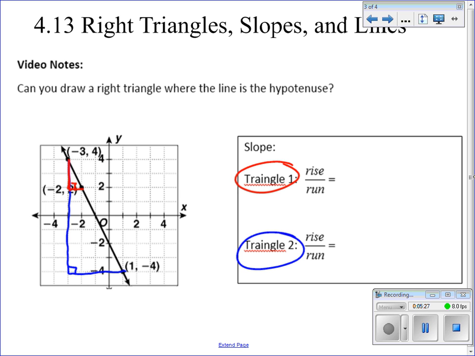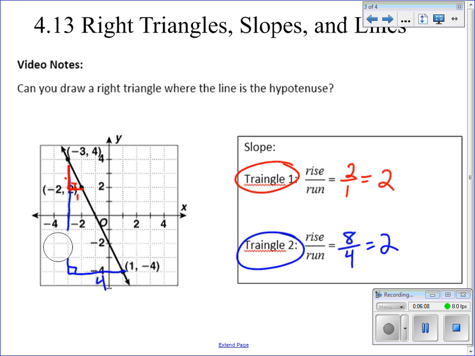Okay, I'm trying to find the rises and runs of each one of these. Let's start with our red one. Our red one, we're going to have a vertical increase of 2, so that means our rise is going to be 2. And we're going to have a horizontal increase of 1, so our run will be 1. 2 divided by 1 gives us 2. Looking at the blue, our vertical is going to be 1, 2, 3, 4, 5, 6, 7, 8. So 8. And our horizontal will be 1, 2, 3, 4. And looky here, 8 divided by 4 still gives us 2.